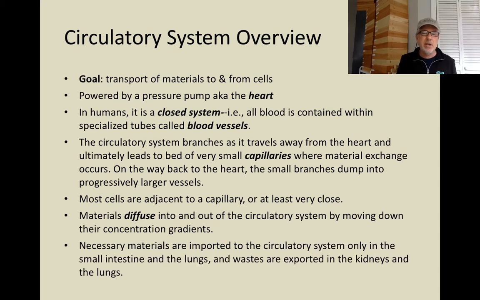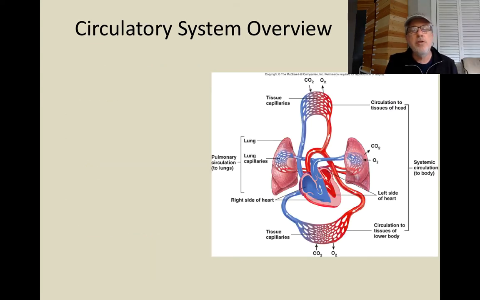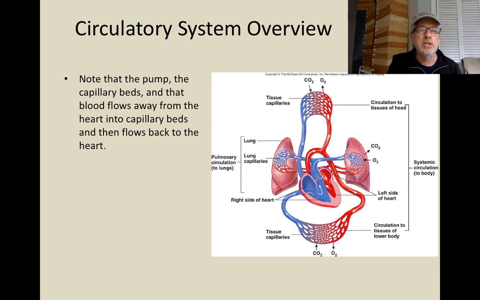And necessary materials are imported to the circulatory system only in the small intestine and the lungs. And wastes are exported out of the circulatory system only in two places, in the kidneys and the lungs. On this slide, we have the basic overview ideas of the circulatory system. If you can remember these things, it will be a lot easier for you to learn the details about the circulatory system.